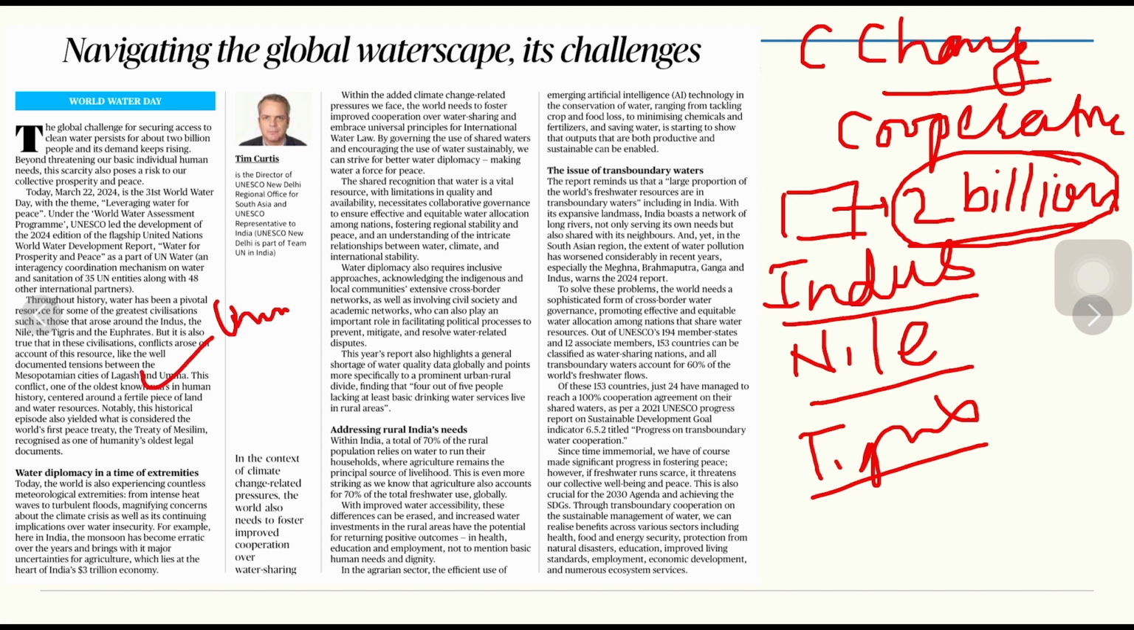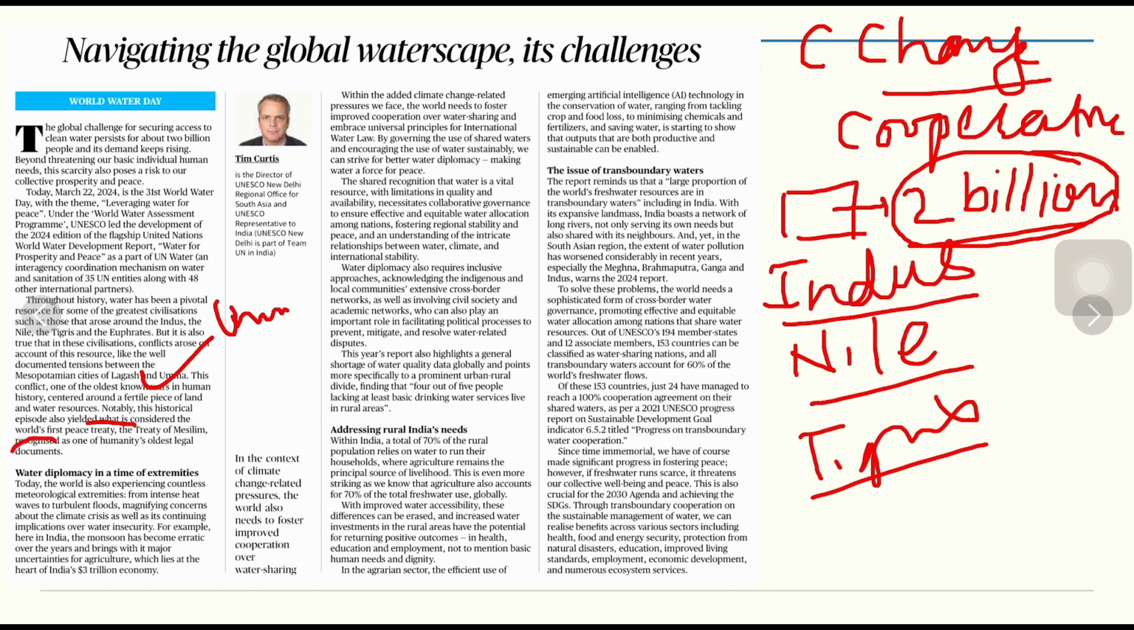So, water actually created its own set of clashes at that time. This conflict, one of the oldest known, between the cities of Lagash and Umma in Mesopotamia, centered around a fertile piece of land and water resources. The Treaty of Mesilim, recognized as one of humanity's oldest legal documents, was considered the world's first peace treaty, and it was a historic episode that yielded some sort of water sharing agreements.